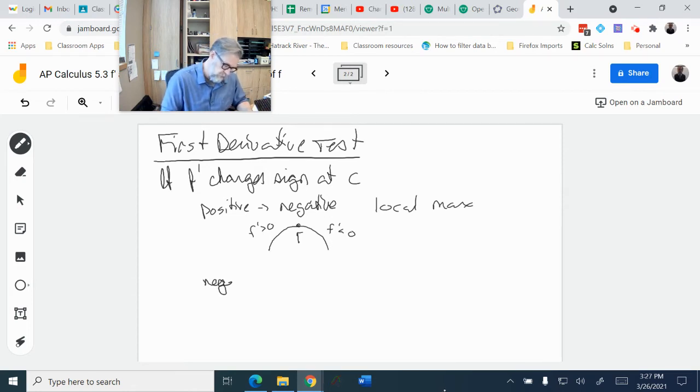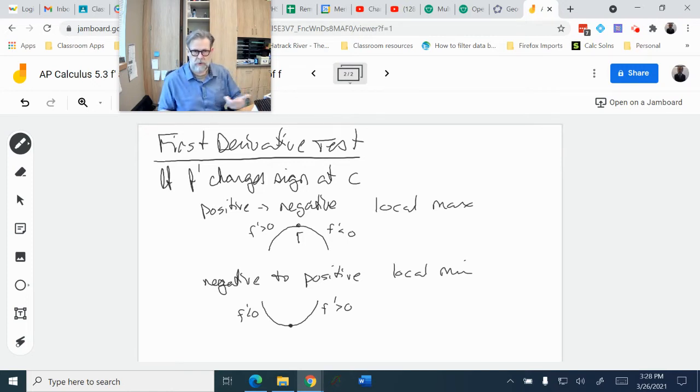If the first derivative changes from negative to positive, well, obviously, that must be a local minimum. We're going down, we stop going down, we start going up. The only way you change from going down to going up is if you reach the bottom and start going back up again. Now keep in mind on both of these, f prime is equal to 0 right there.